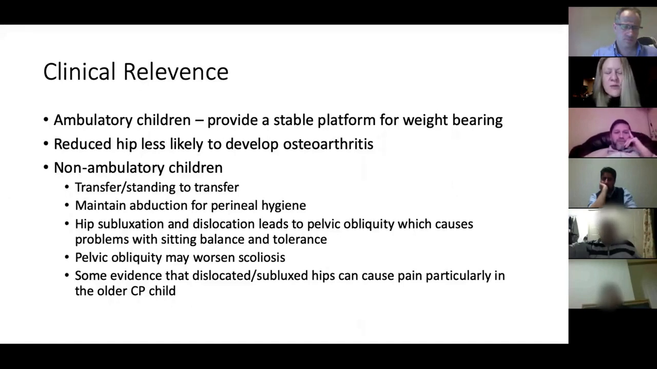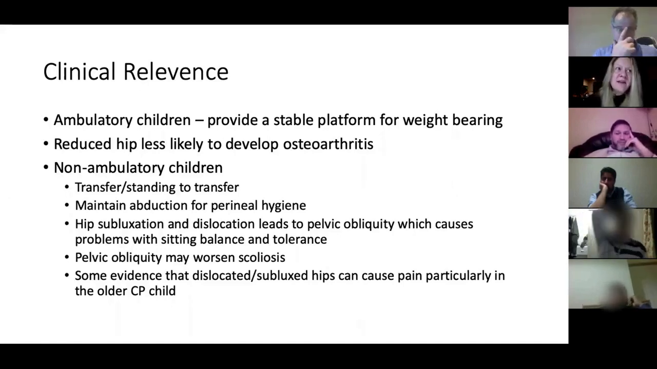Now, some people would argue that maybe these hip dislocations are not painful, but there is some evidence that they can be painful, particularly in the older CP child.